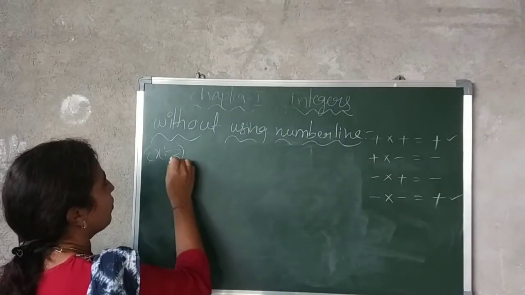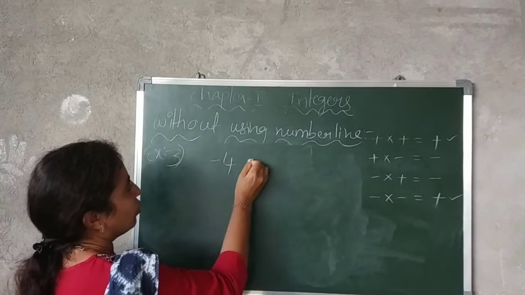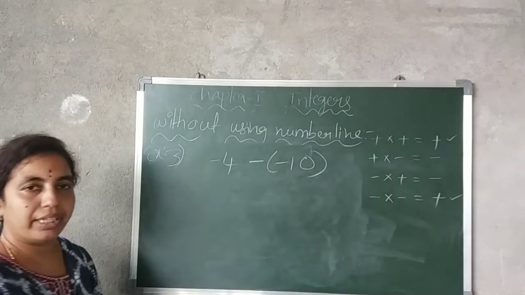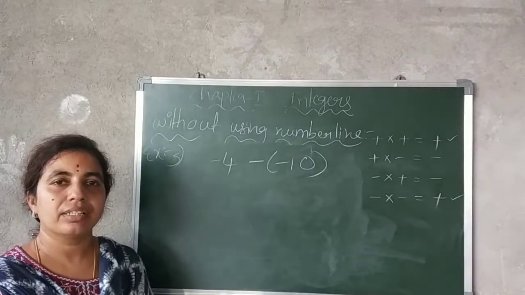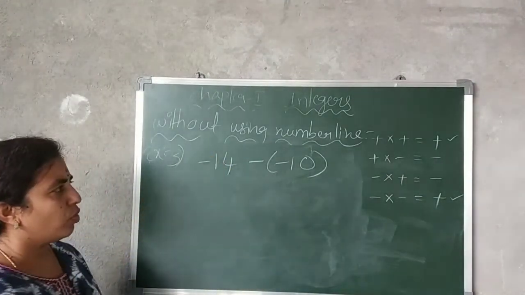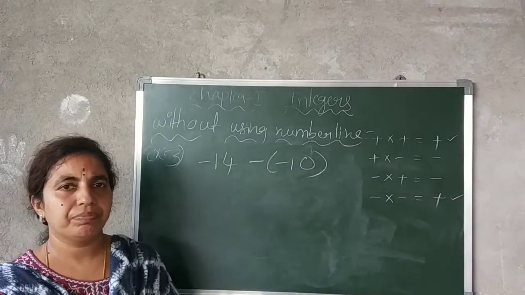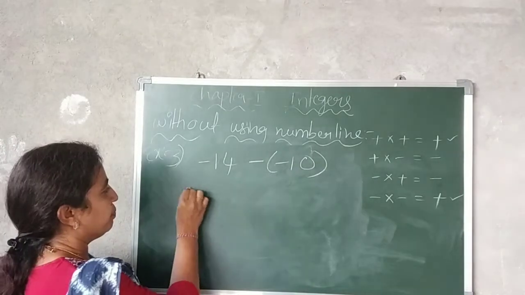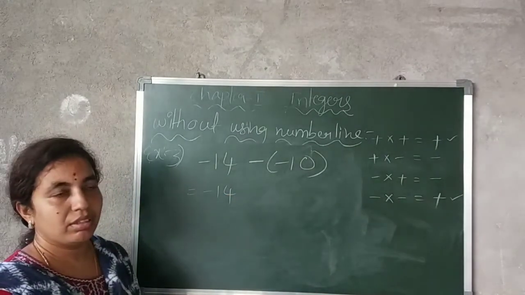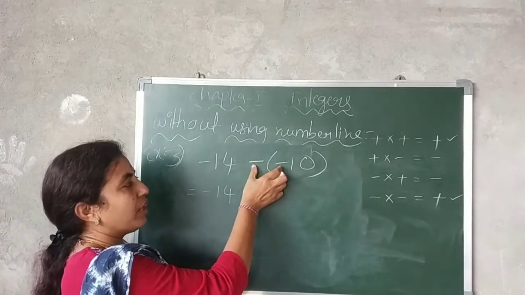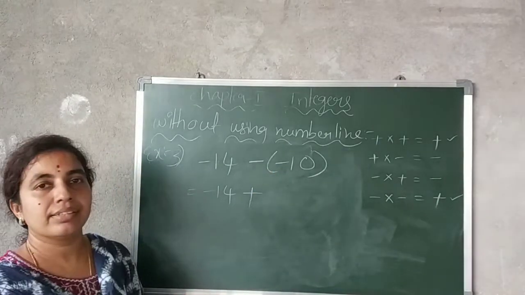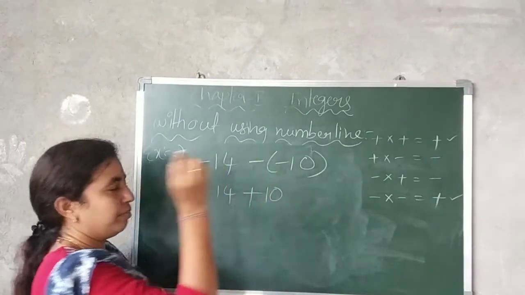Third one: minus 4 minus half minus 10. Or minus 14, I'll consider. Minus 14 minus half minus 10. Okay. Now again remove the brackets. Minus 14, minus into minus. When you have two same signs, what will you get? Plus. The number is 10.